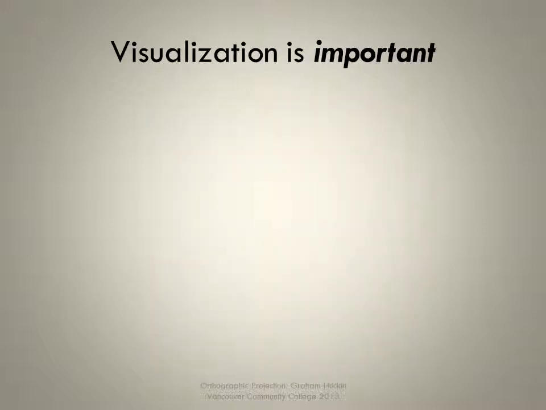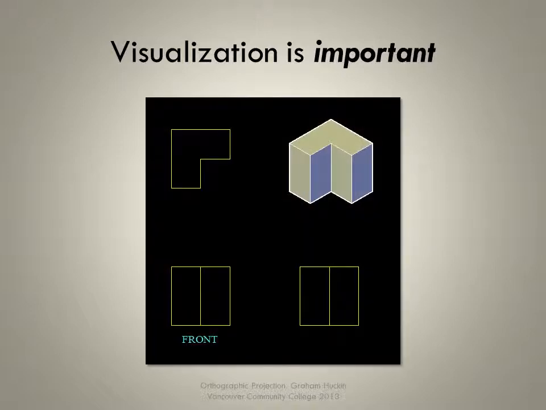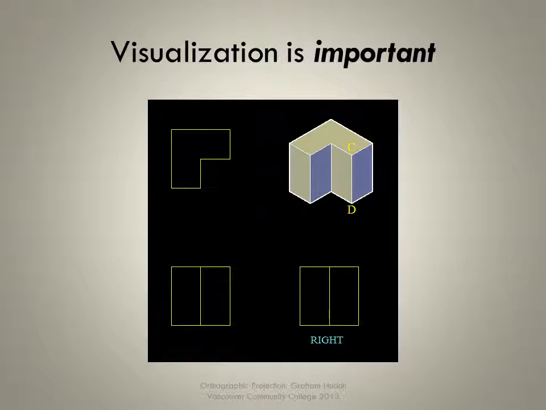The ability to visualize the different views is very important to drafters, and it takes practice. With this object, the edge CD is seen in the front view as a vertical line, in the right side view also as a vertical line, but on the top view the line is seen only as a point.